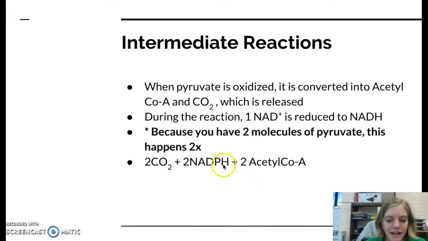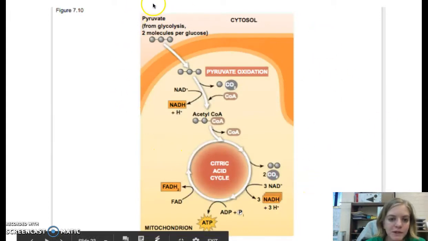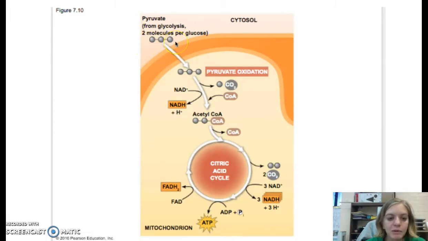This is kind of a picture of the whole thing once we get our pyruvate from glycolysis. This is one pyruvate molecule, but remember, there are actually 2 that go through this. Then pyruvate is oxidized, releasing carbon dioxide as well as NADH, and we end up with our acetyl-CoA right here. Notice we go from 3 carbons to 2 carbons because 1 is released in the carbon dioxide. This is still following the law of conservation of mass, which is important as well.